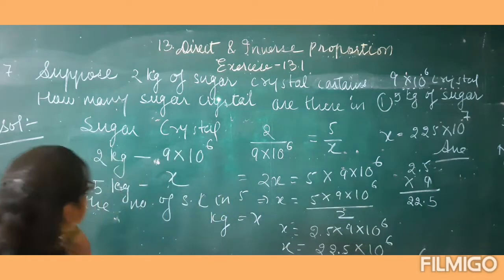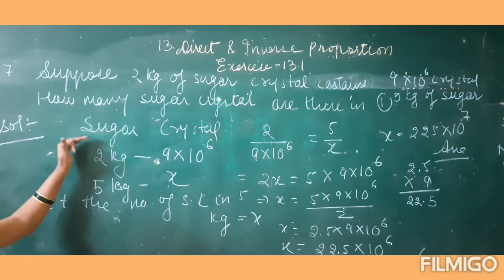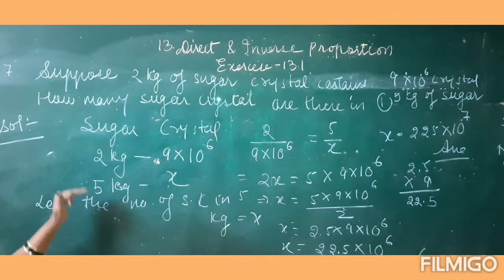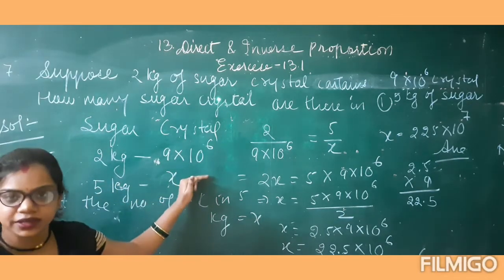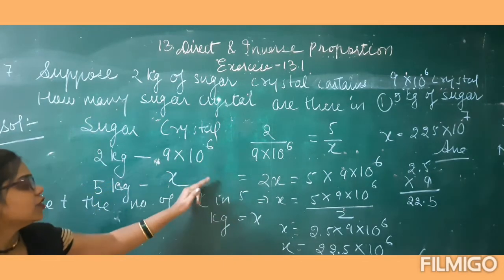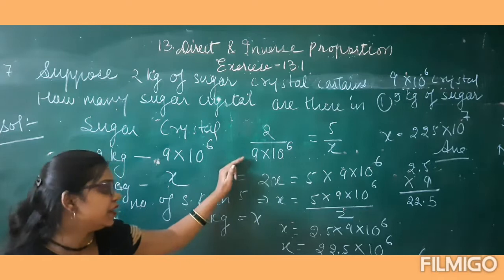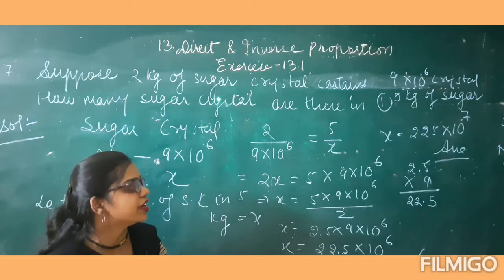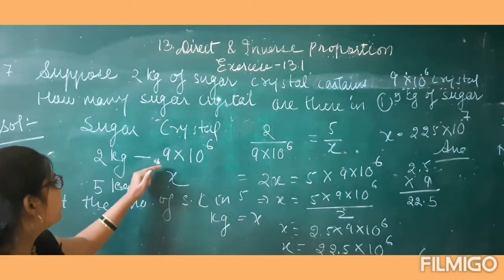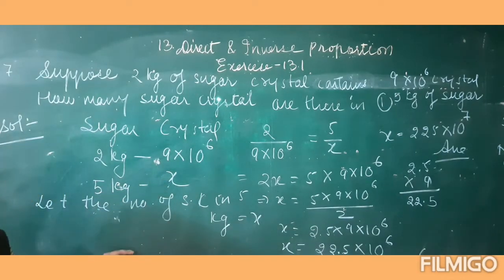In this question, sugar was given, and in 2 kg sugar 9 into 10 to the power 6 crystal was there. So in 5 kg sugar how many crystal will be there? So we have supposed here as x, because these are in direct proportion, so we can equate this. On equating, you got the value of x, that is 2.25 into 10 to the power 7. That is the number of crystal in 5 kg of sugar. So this is the answer.